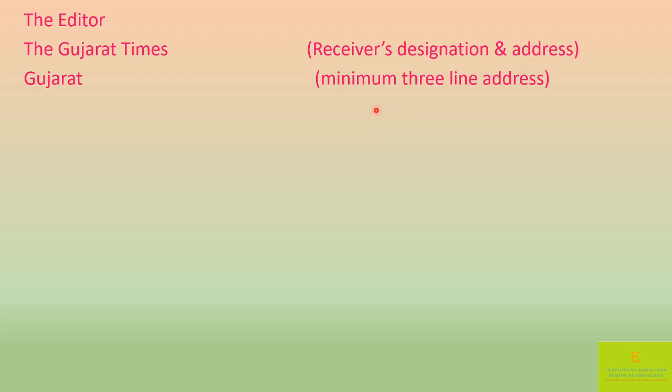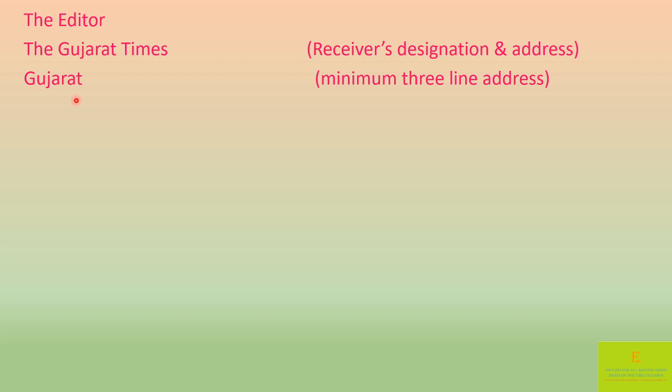And you remember, this is very important, address, it should be in minimum 3 lines. Minimum 3 lines means 3 things should be there in the address. So this is the minimum requirement. In case some other thing like street name is also given, then the address will obviously become 4 lines. But minimum requirement is 3 lines. Like here, the editor, the designation, then he is the editor of which newspaper? The Gujarat Times, and then comes the state, Gujarat. So this is the receiver's address.